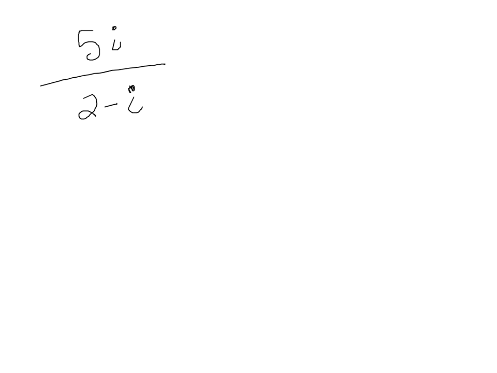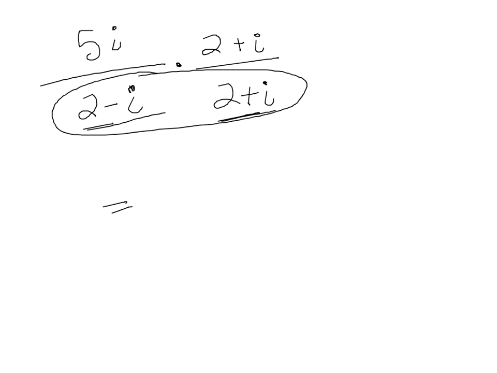So here we have 5i divided by 2 minus i. So what I do is I multiply on top and bottom with the complex conjugate of the denominator. And remember, when I multiply fractions, I multiply across the top and multiply across the bottom. So here I get a complex number times its conjugate. So I'm going to get 4 plus 1.